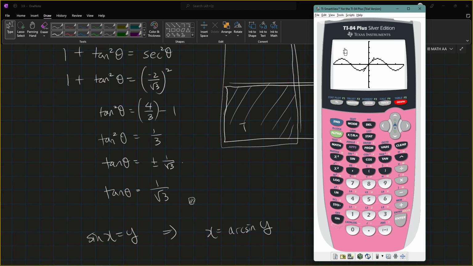The arctan shape is a bit weird, so let's quickly see what that looks like. The graph that you're looking at right now is tangent x, and the arctan has that shape over there.